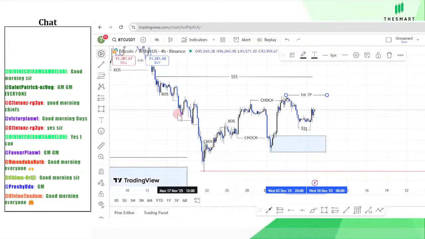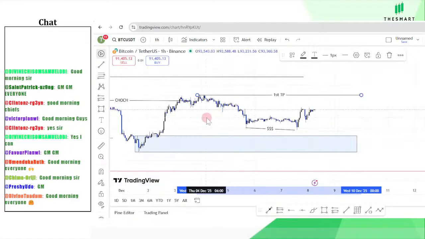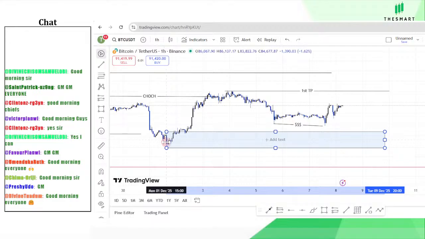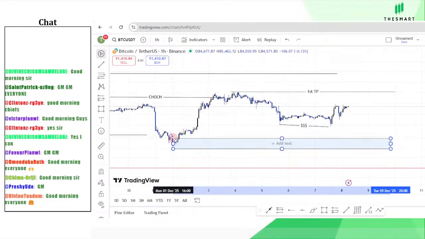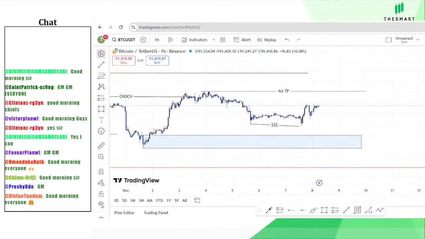So let's step down to 1 hour to actually break this chart down to a more refined entry zone. So let's look at this zone first. If I'm to refine this zone, this is what I have. So this is the level. Okay, this is the other block here.